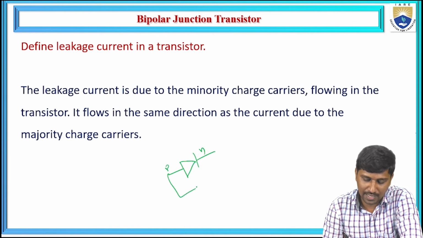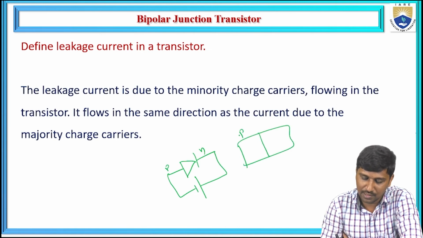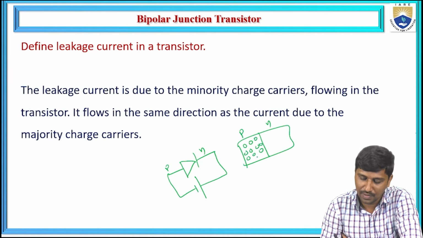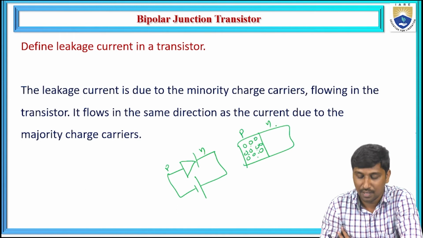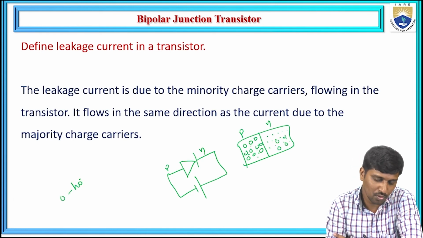If it is a reverse bias, so we know this one, this is P and N. The majority charge carriers are holes here and the minority charge carriers are electrons. In the N-type, the majority charge carriers are electrons and the minority charge carriers are holes. So this is for hole representation, this is for electron representation.